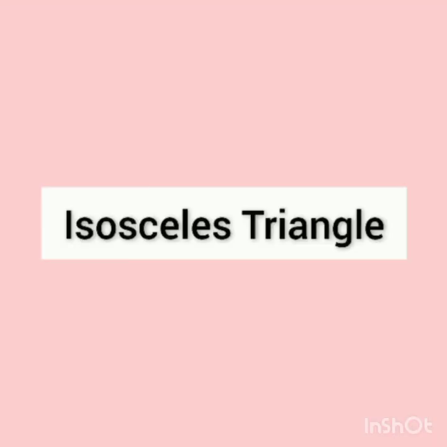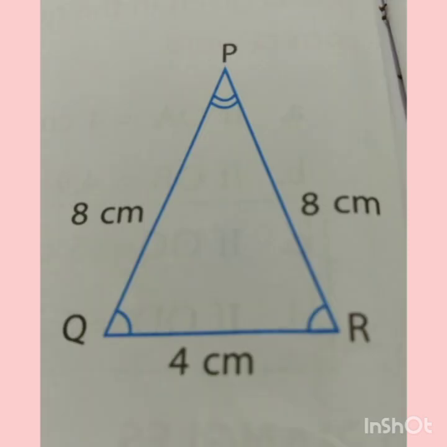Next is the isosceles triangle. A triangle whose two sides are equal is called an isosceles triangle. In the given figure, the sides PQ and PR are equal, that is 8 cm, and QR is 4 cm. Also, angle Q and angle R are equal.